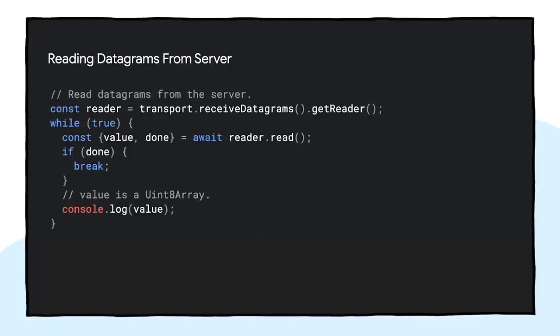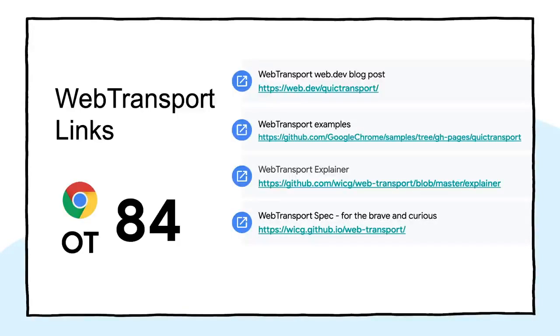Next, let's look at how you can actually read data from the server. Here you see a simple example where we get the reader from the getReader function, and then in a classic while true loop, we just read things from that reader and then detect when we're done and console log out the actual values that we're able to read. Web transport is still very much in development, but we do have a blog post already published about how you can use it, and you can find that and more information at these various links.